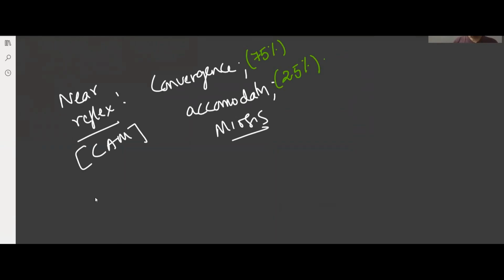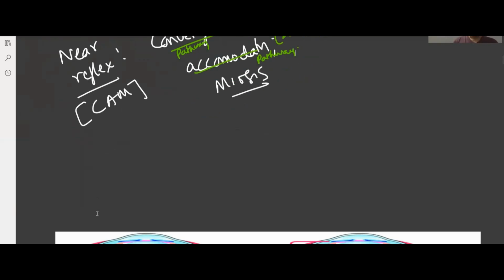So we have two pathways in the near reflex: the convergence pathway and the accommodation pathway. In both you have miosis. Basically, convergence has the bigger role. So what is convergence? It is nothing but both the eyes moving towards the lens, or both the eyes moving medially.